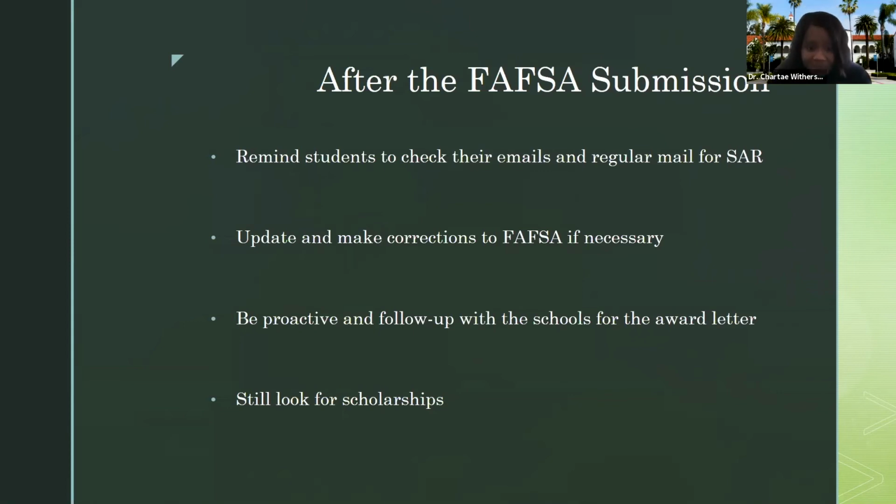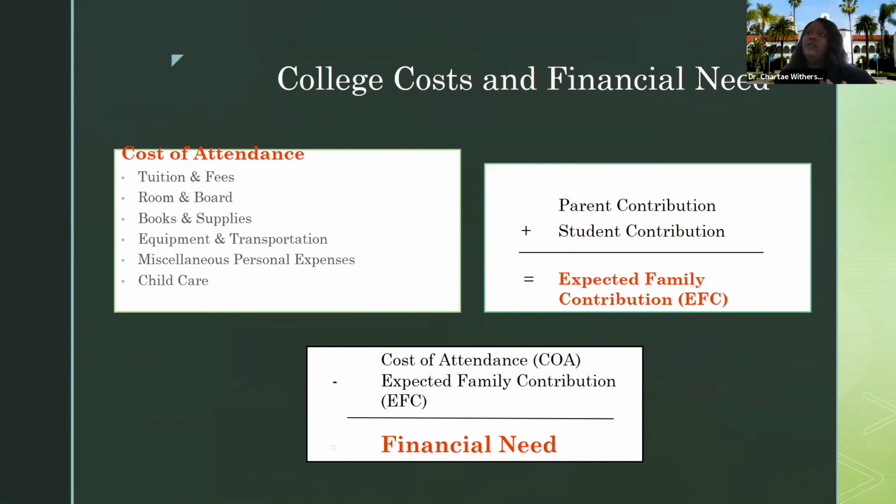And last but not least, you want to make sure that you're still looking for scholarships. If you're eligible for any financial aid, that's amazing, but you also want to get more money and more money and then more money on top of that. Still keep looking for scholarships. The more, the better. Now, this is just an example on the college cost and the financial need. When you're applying for colleges, if you're already in college, or if you're a senior going into college, maybe this will help make a little bit more sense to you.